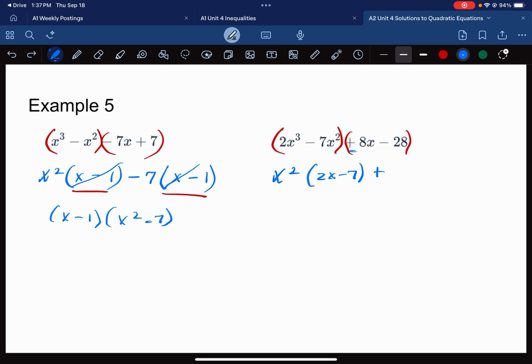What do they have in common? What goes into 8 and 28? How about positive 4? There we go, and we get a 2x minus 7. Oh, that's it. 2x minus 7 is the common factor. If we factor that out, the remaining expression would be x squared plus 4. Okay?